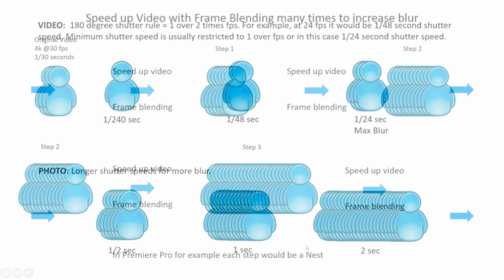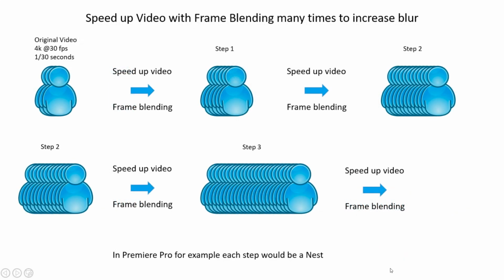Okay guys, on this slide, this is the way I create a hyperlapse from video, and I also incorporate frame blending with speed up so I can get the blur. And then to increase the blur, I take this a further step. Rather than just doing it once, I'll do it many times. By doing it many times, I'll increase the blur, and you'll have a sped up video with really good blur. So this is a technique, and I'm going to show you how to do this now in Premiere Pro.